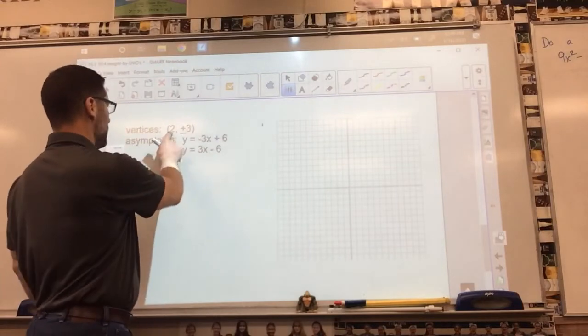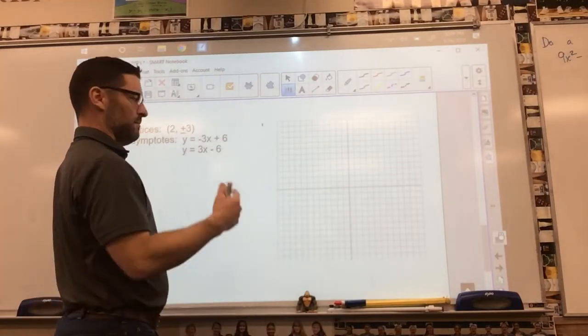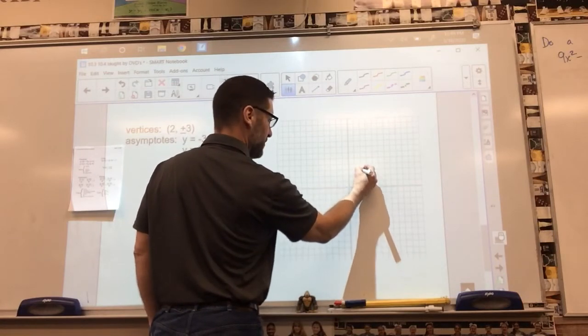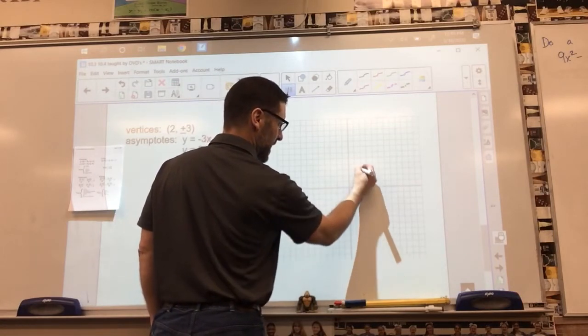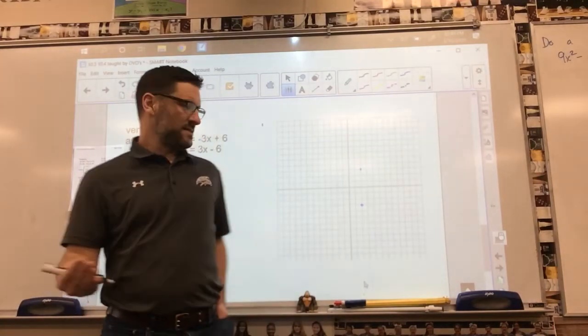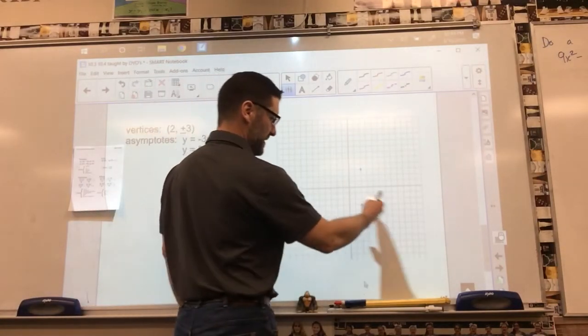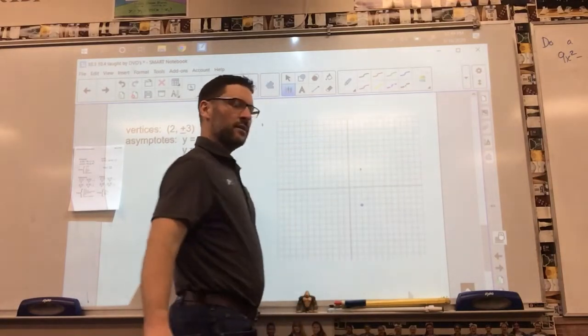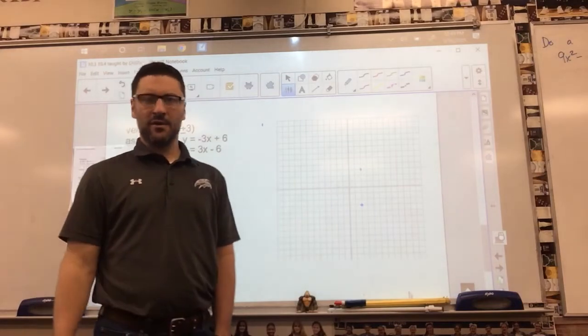So vertices are at (2, ±3). That's right 2, and then up 3 and down 3. Just by putting the vertices there, we know how the hyperbola is going to sit. It's going to be an up-down facing hyperbola, with one branch here and another branch up here. The two pieces of the hyperbola are called branches.